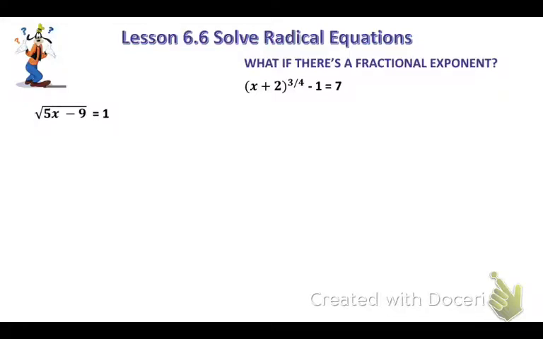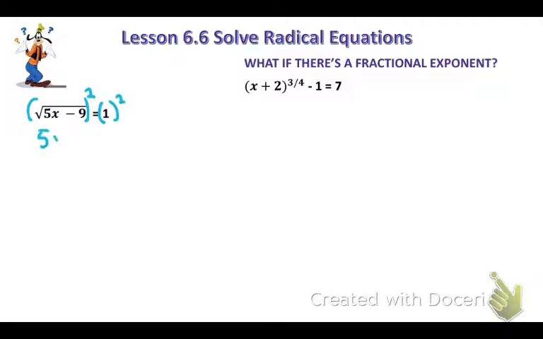In lesson 6.6, we're going to solve radical equations. So we'll start with a basic one, something you probably worked on in Algebra 1. So we need to eliminate the radical and expose the radicand. So to do that, I'm going to square both sides.